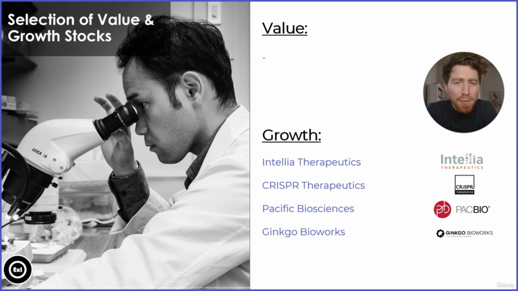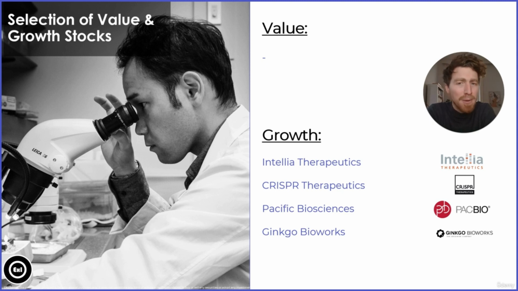Let's start with Intellia Therapeutics, an American company, co-founded by one of the 2 Nobel Prize winners, Jennifer Doudna. They are focusing mainly on gene editing techniques and have a market capitalization of about $6 billion US. CRISPR Therapeutics is a company based in Switzerland, co-founded by the other Nobel Prize winner, Emmanuel Charpentier. They focus on the CRISPR-Cas9 technology and on the treatment of rare blood diseases.